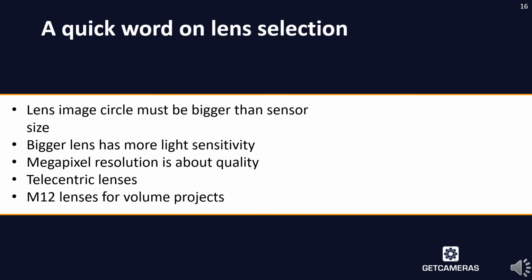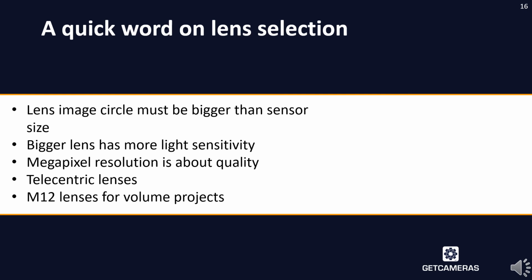Besides those normal lenses for general use, there are some specific lenses. We have a good selection of telecentric lenses. Those lenses are very precise for small measurements and high accuracy. Of course, they are more expensive than standard lenses because they are dedicated to such projects.